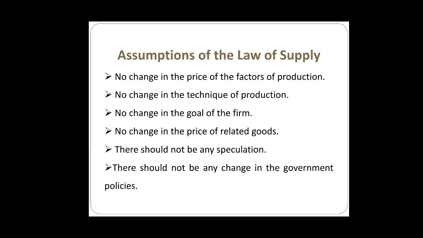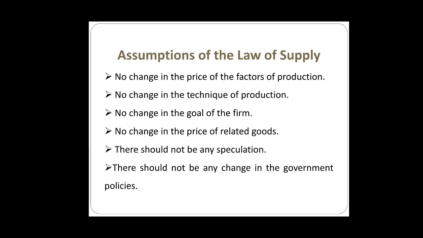Some of those factors are described here in this slide, which constitute the assumptions of the law of supply. The first assumption is no change in the price of the factors of production. That is, the cost of production should remain constant or unchanged. If the cost of production increases along with the increase in the price of the product, the seller will not find it worthwhile to supply more. Therefore, the law of supply will be valid only if the cost of production remains constant.